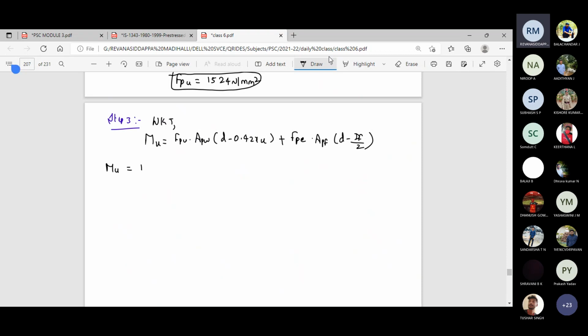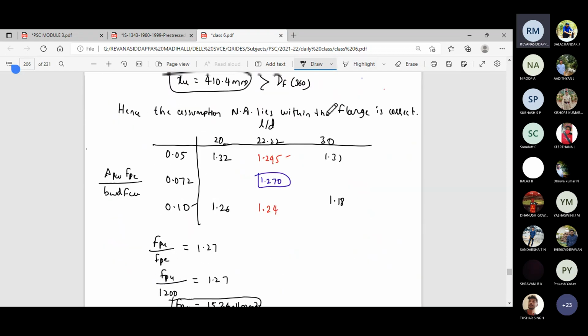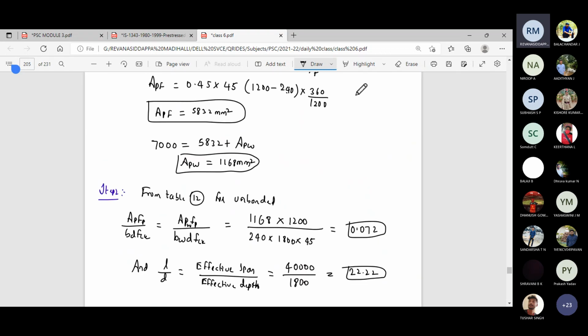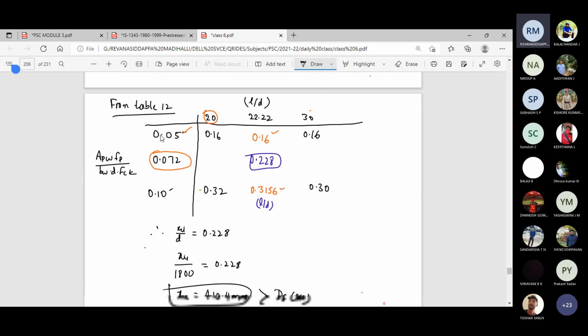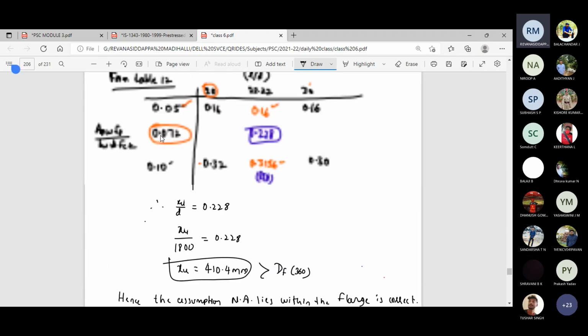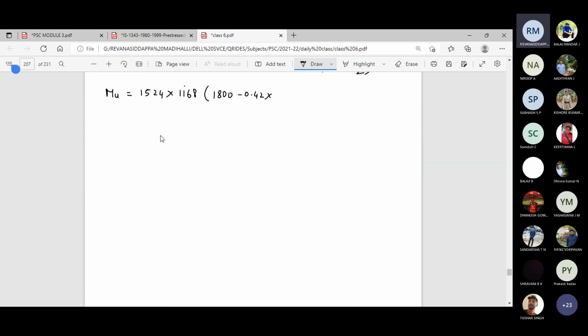fpu is 1524. Area of pre-stressing steel in the web, Apw. How much it is? Apw is 1168. Effective depth is 1800 minus 0.42 into Xu. How much we got Xu? 410.4 mm.